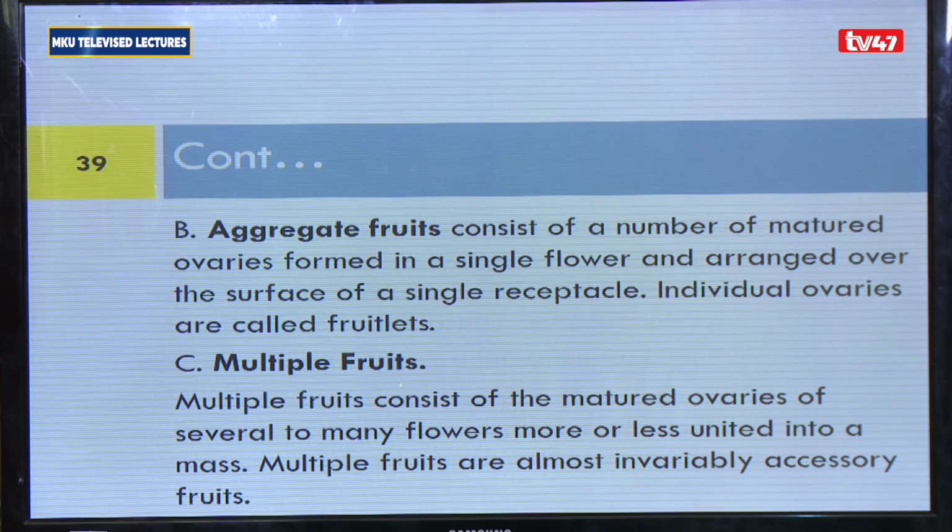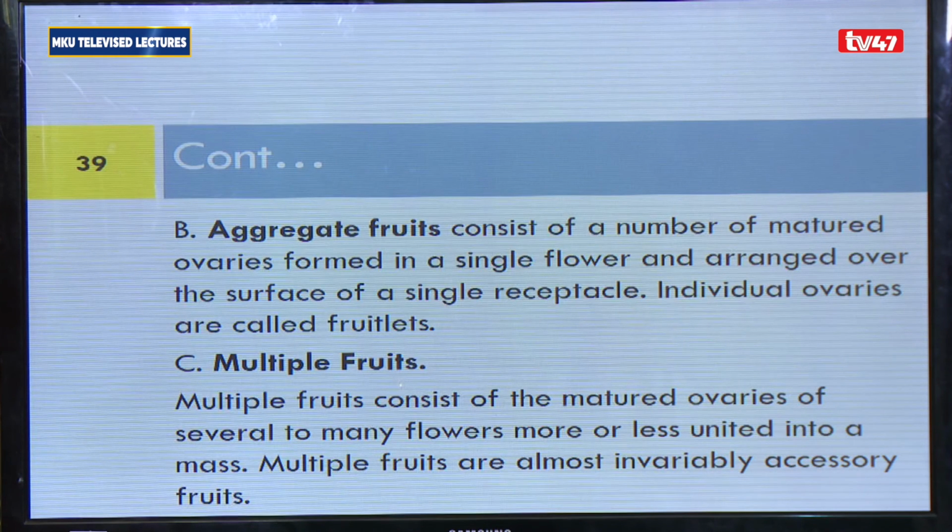The second type of fruits that we have are the aggregate fruits. Now this is where we have a single flower, but the single flower has got multiple ovaries, and these multiple ovaries in the single flower come together to form a fruit. So this fruit arising from multiple ovaries contained in one flower, we refer to it as an aggregate fruit. And the fruit from the individual ovaries are referred to as fruitlets.